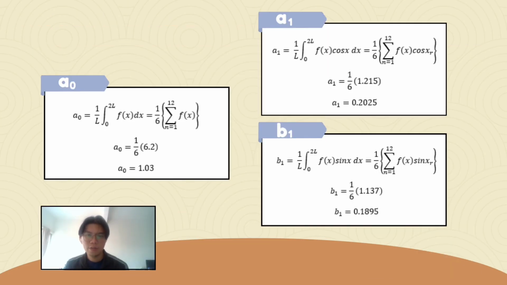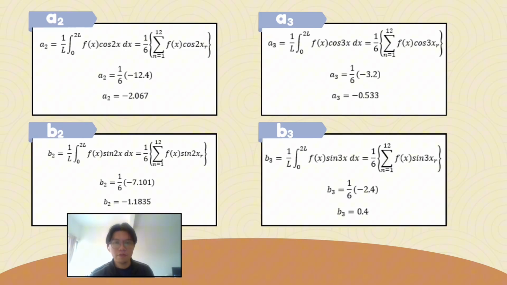Next is to find the a0 value. To find the a0 value, we use the formula 1/6 times the summation of f(x), and we already get the summation of f(x). We just substitute into the formula, and then get the a0 value as 1.03. Next, for the a1 and b1, for a1 we use 1/6 times summation of f(x) cos x, and we get the answer as 0.2025. And for b1 we use 1/6 times summation of f(x) sin x, and then we get the value as 0.1895.